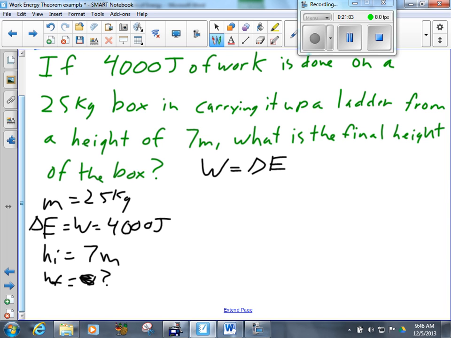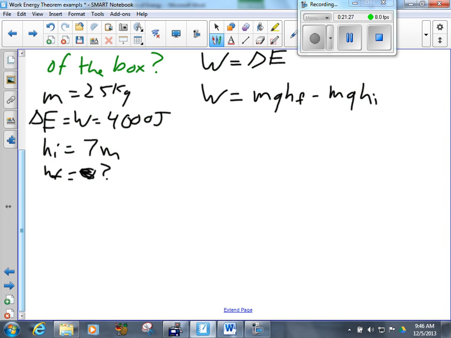So we've got change in energy, so work is going to be m times g times hf minus m times g times hi. I want hf by itself. What do I have to move first? mghi. How do I do that? Add it to both sides. Remember, work is a change in energy. If I add the change to the initial energy, that should give me the final energy, and that's what I'm looking for here. So work plus m times g times hi gives me m times g times hf.